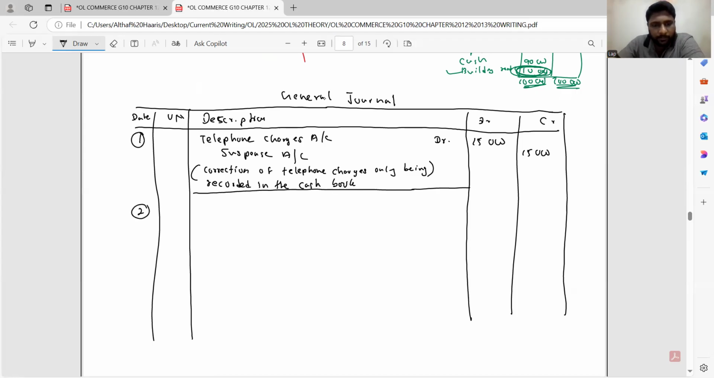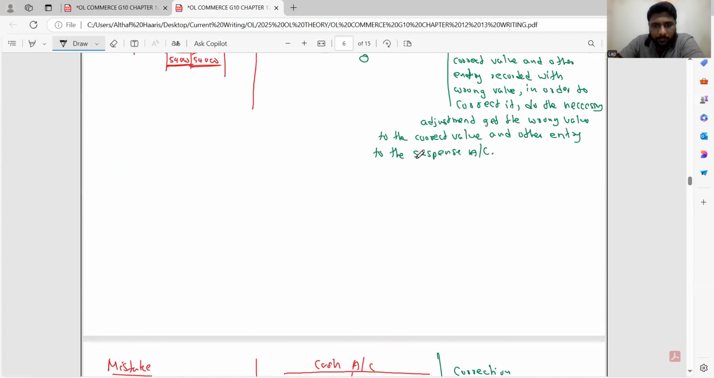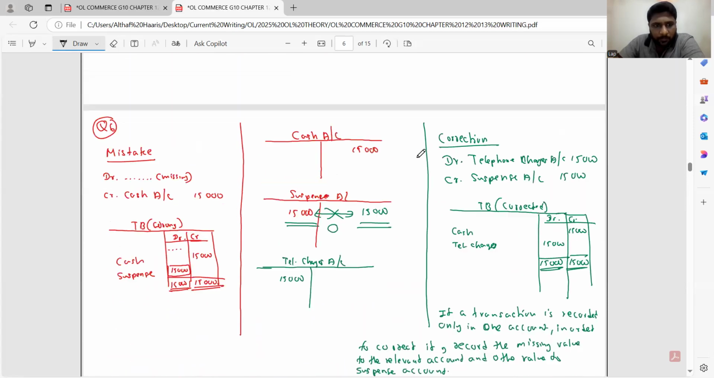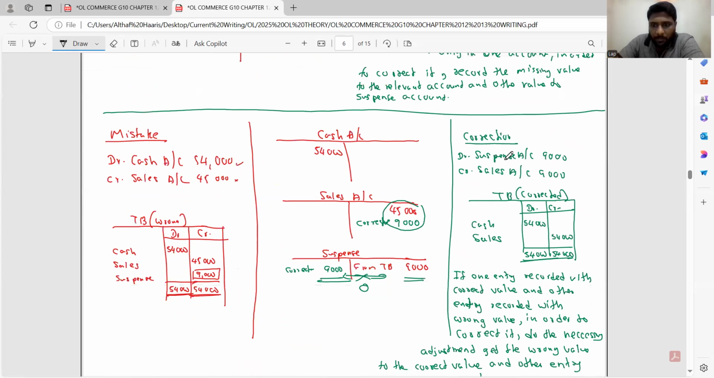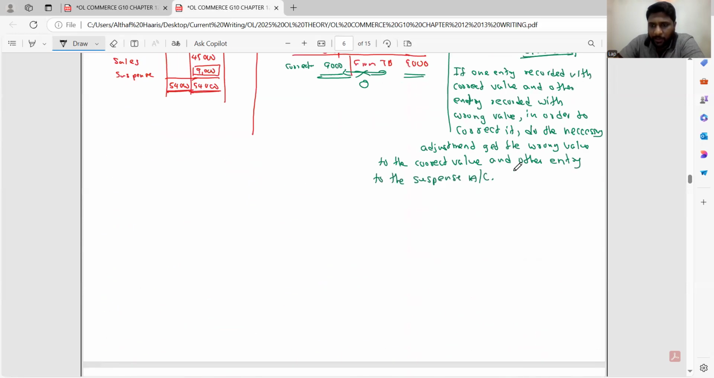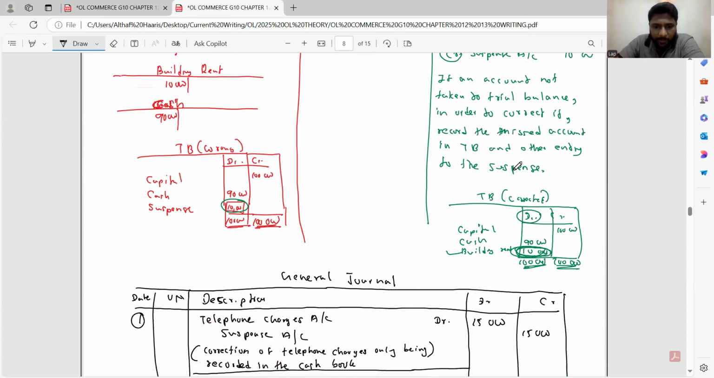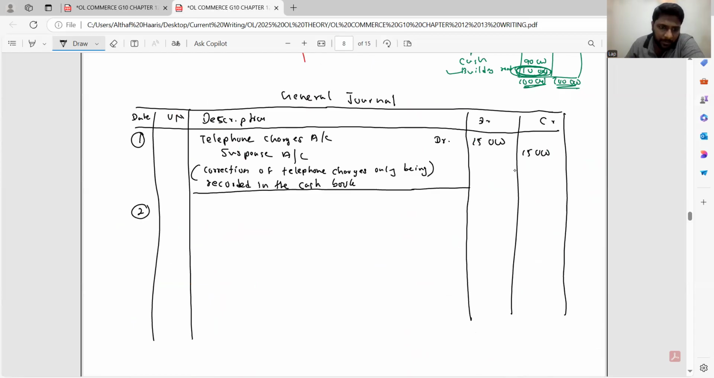Second one, debit suspense, credit sales. 54,000, 9,000. Debit suspense account, credit sales account, 9,000.